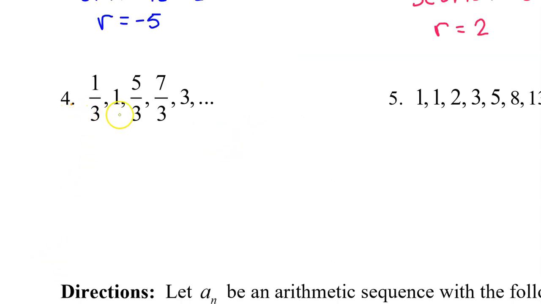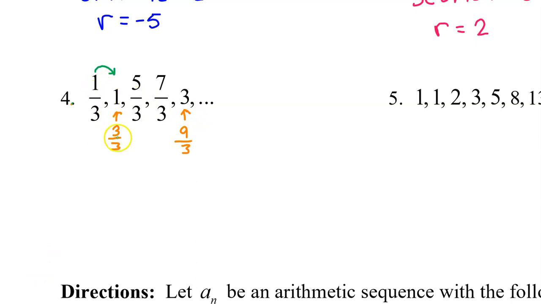For number 4, I feel a common difference coming on. But first, understand that the number 1 is the same as 3/3. And the number 3 is the same as 9/3. I just want them all to have a common denominator so we can see the differences more easily.